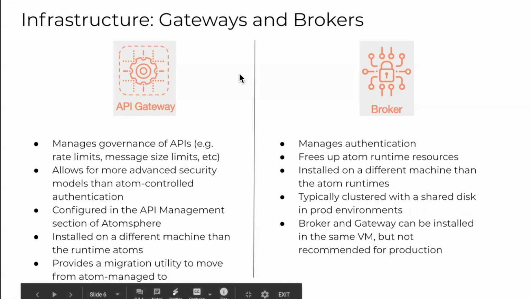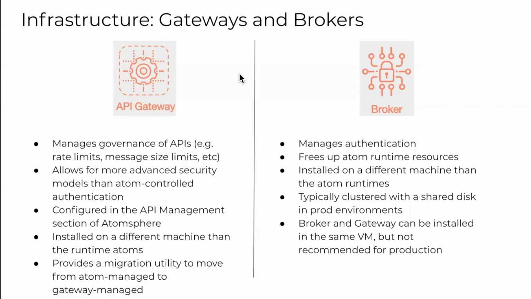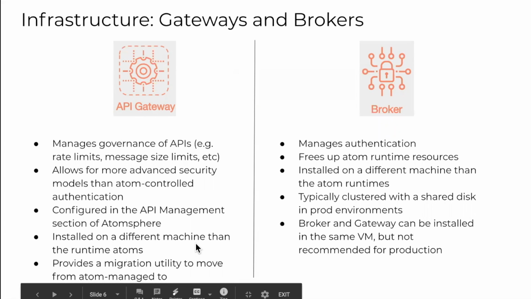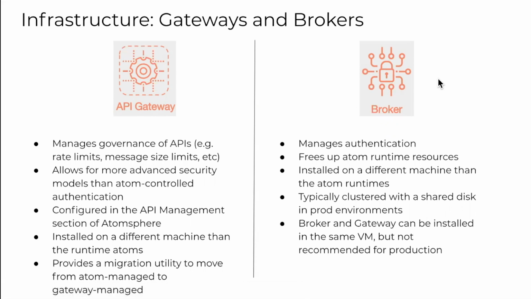It also provides a migration utility. If you have a bunch of APIs deployed on the integration side that you want to elevate to API management, there's an actual utility that you can run that will migrate those APIs. Now, on the broker side of things, that's actually what manages your authentication. They're also called authentication brokers. These free up Atom runtime resources from having to do the heavy lifting of the security work.